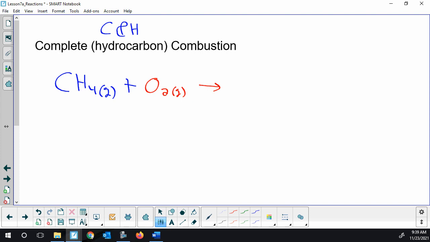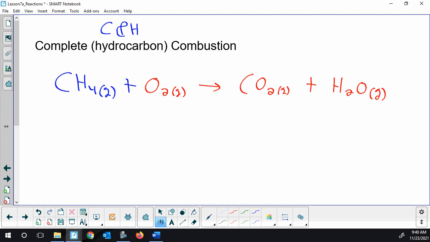Then the oxygen reacts, combining with the carbon, and you get CO2. Then oxygen is going to combine with the hydrogen. When oxygen and hydrogen combine, that makes water. And if you burn this in an open setting, you get water vapor.